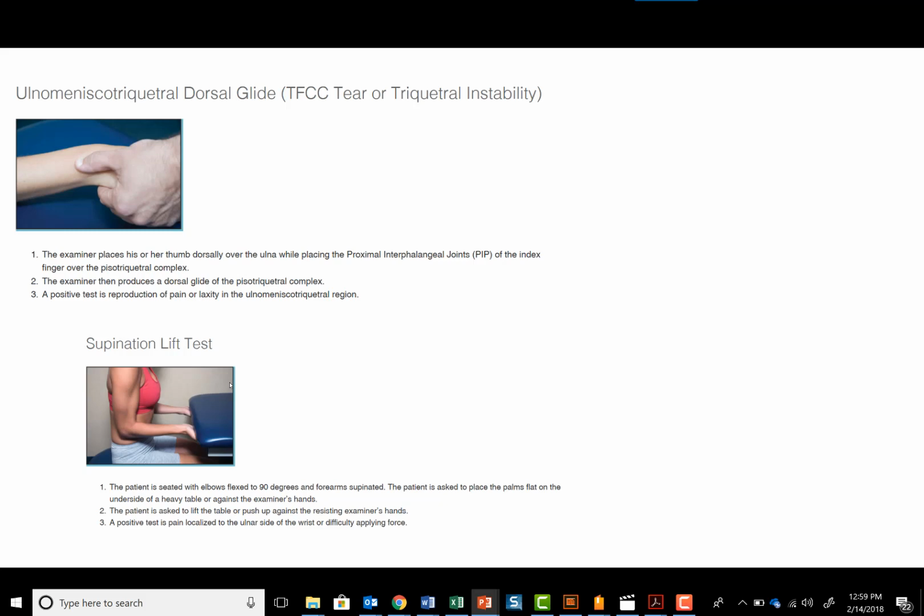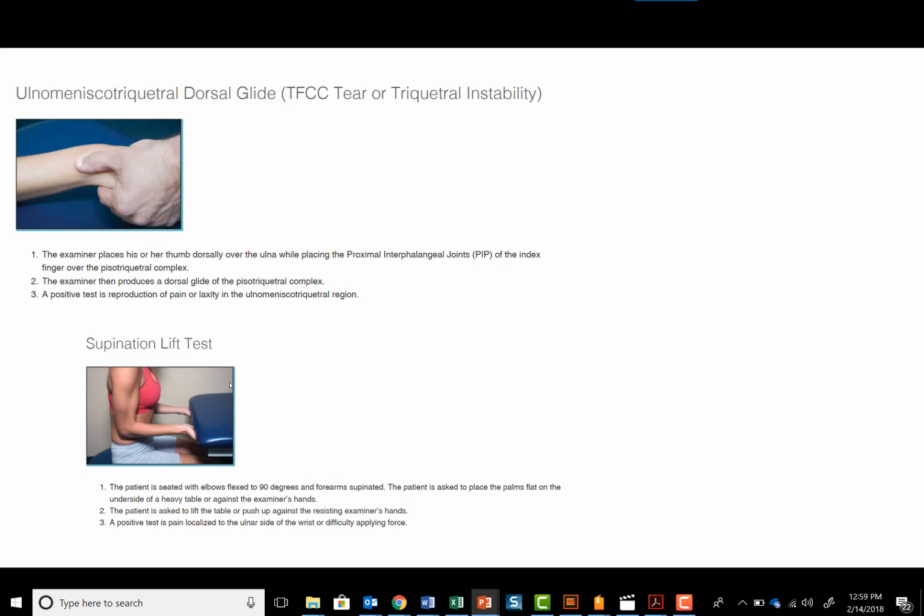So we do have some special tests that we could do. We have the ulno-menisco-triquetral dorsal glide, where basically we're stabilizing and we're providing a dorsal glide of the pisotriquetral complex while stabilizing at the ulna. If they have pain or laxity with that, we'll go over this in the lab, that would be positive.